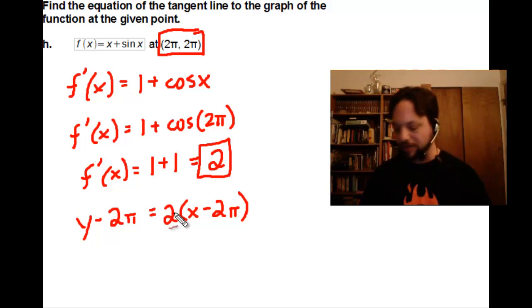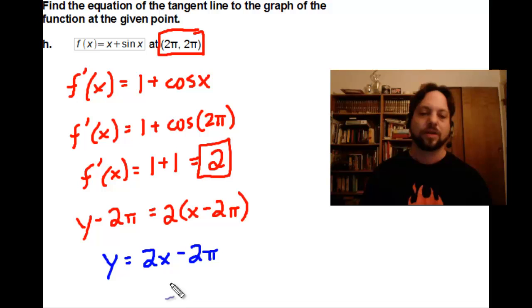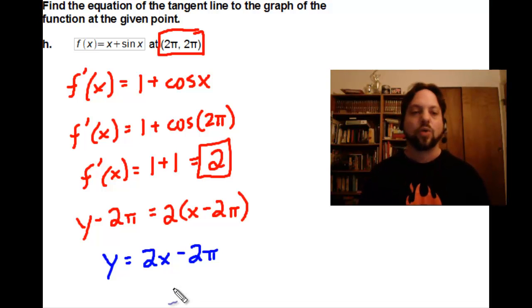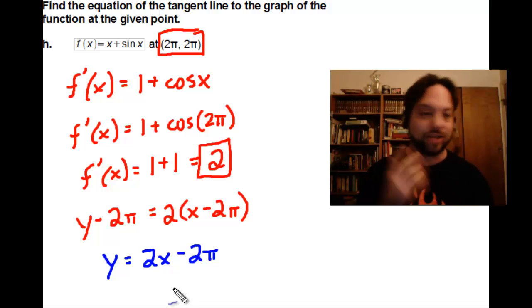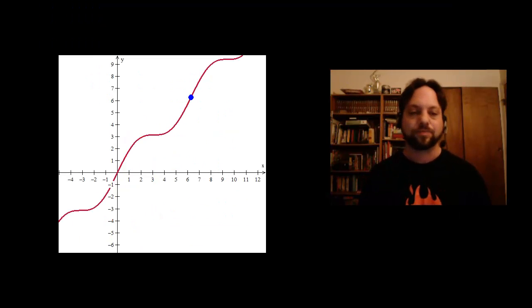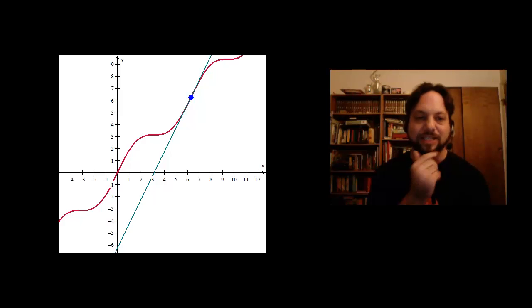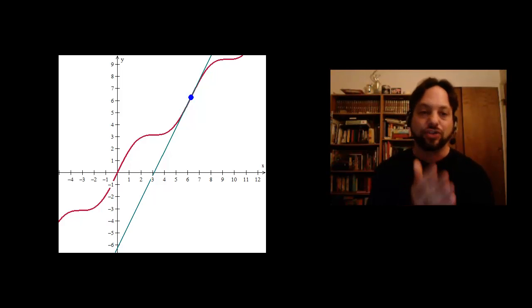Now, if you wanted to be adventurous and turn that into a slope-intercept form, I'll tell you that what you would get would be y equals 2x minus 2 pi. Once I show you the graph of this, we'll see if you would have been able to figure out either that slope or that y-intercept. Let's take a look at it now. Sure enough, there's the function with the point marked, and there is the tangent line. Well, looking down at the y-intercept, yeah, it's a little bit less than 6, but would you have known it was actually negative 2 pi?